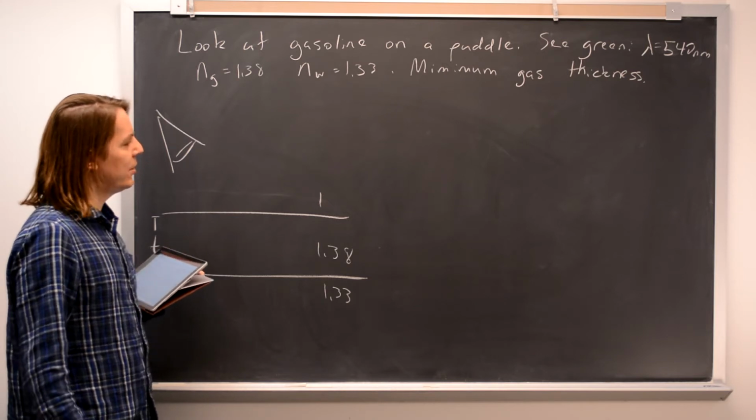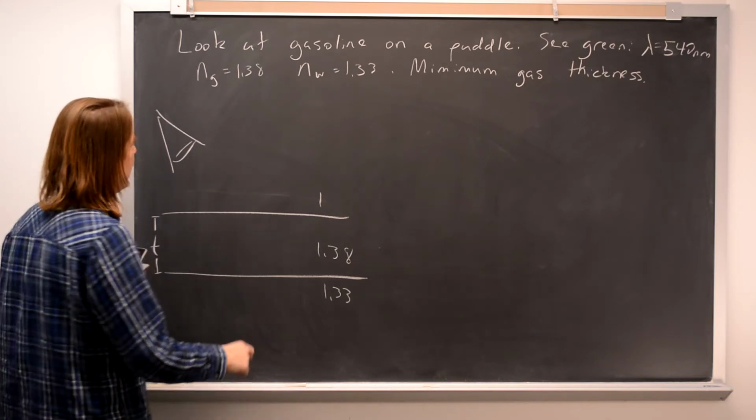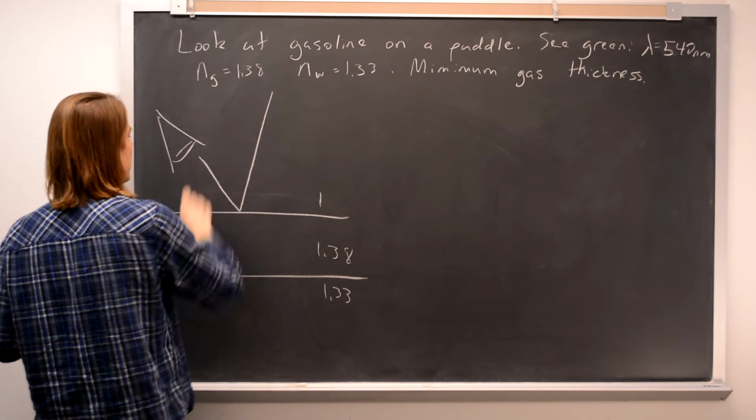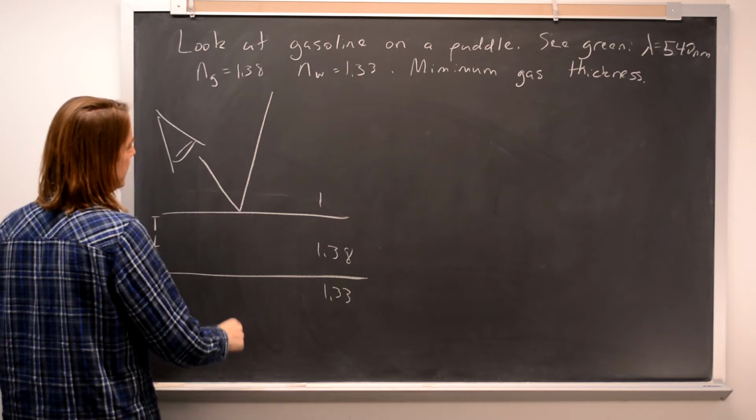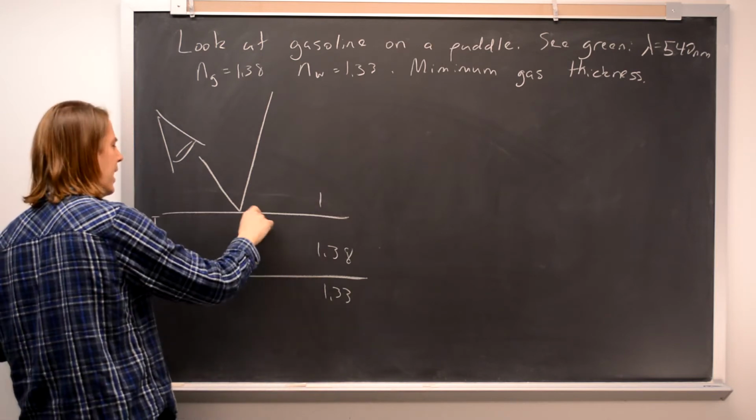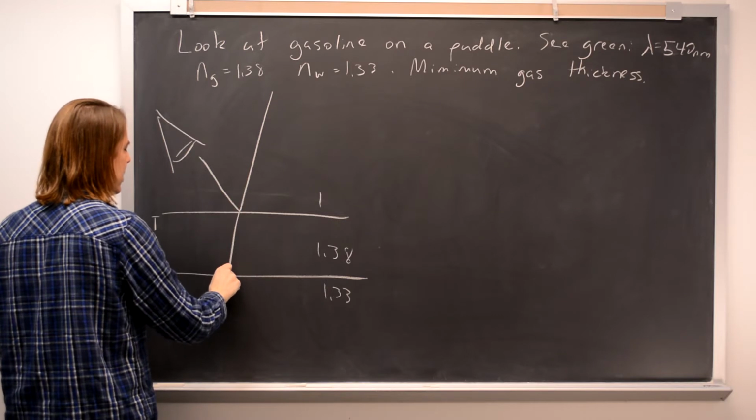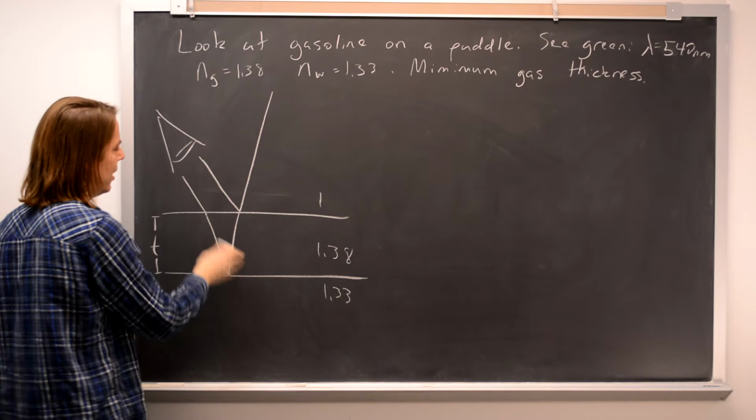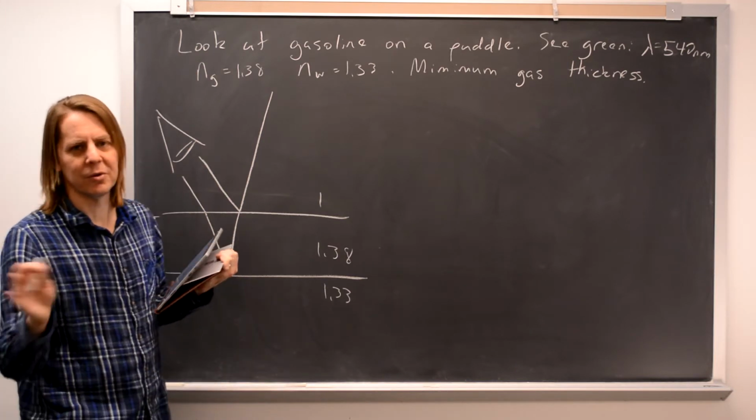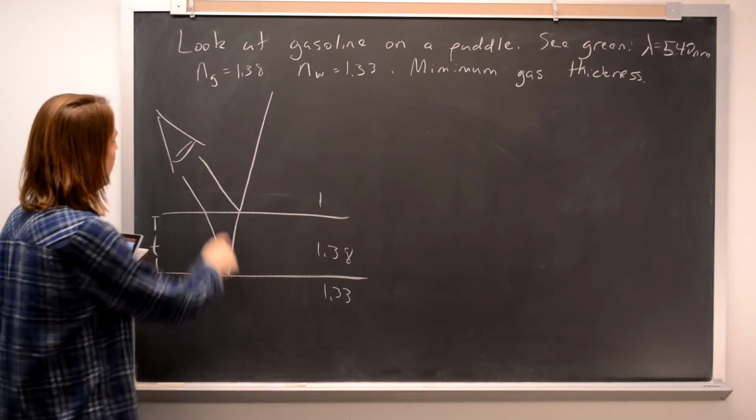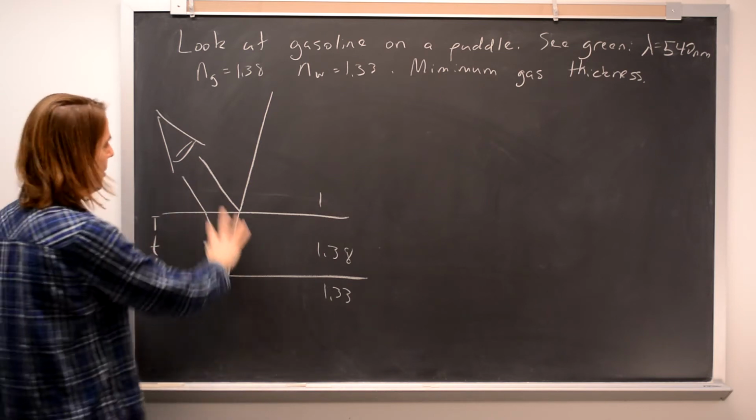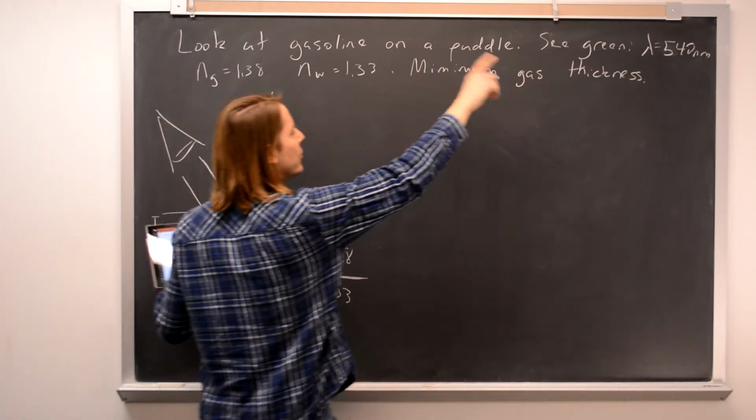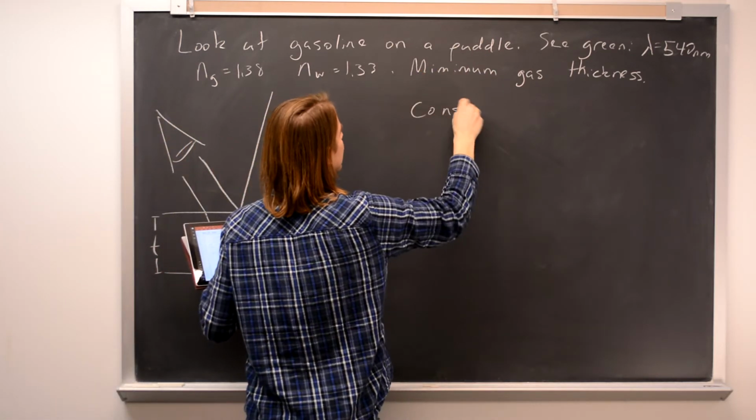Okay, so we have to think about our thin film interference. The idea here is that light comes in and bounces off the top surface of the gas, but then some light goes in, bounces off the gas-water interface, and comes out like that. I'm not really drawing the angles correctly because this problem isn't about the angles. So these are the two rays that we have to think about for their interference. We're seeing green, so we want constructive interference.